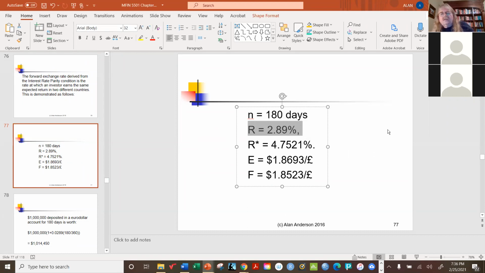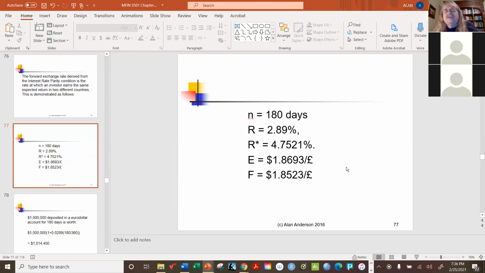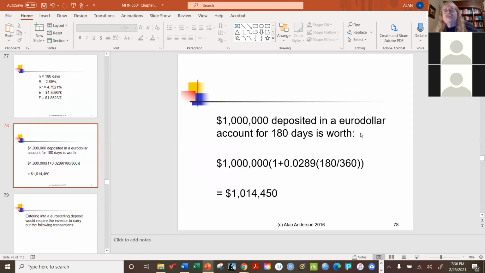R is the euro dollar rate, R star is the euro sterling rate, and the spot and the forward exchange rates are both based on dollars per pound. All of them have a maturity of 180 days. They have to all be the same, or half a year. Now, if we keep our money in euro dollars for 6 months or 180 days, how much will we have at the end of that time? Well, it turns out that if you're lucky enough to have $1 million and you put it in a euro dollar account for 180 days, you'll get $1,014,450.